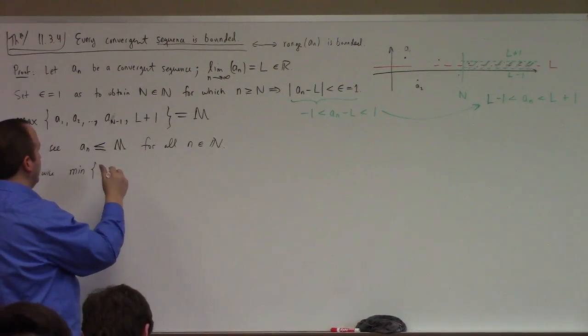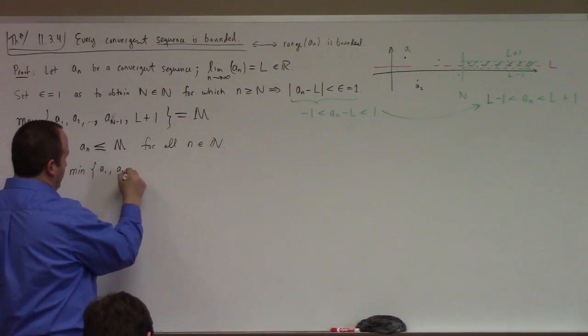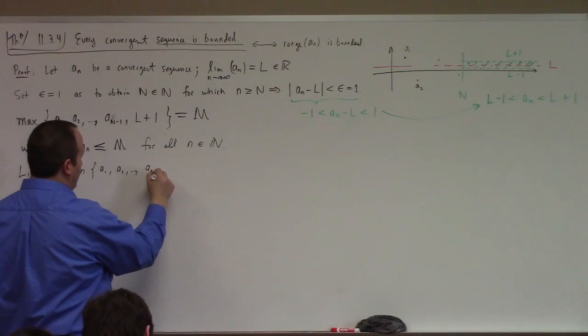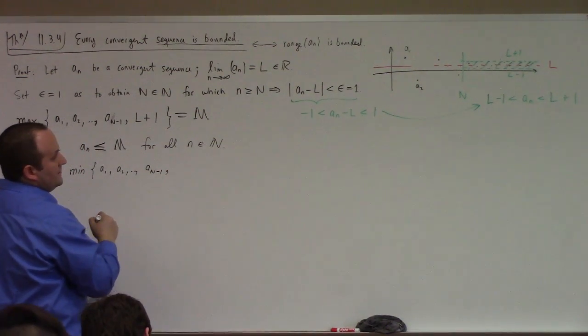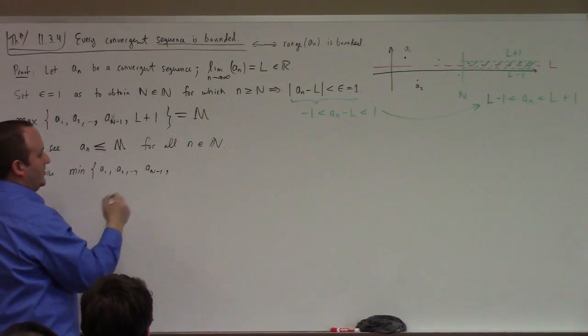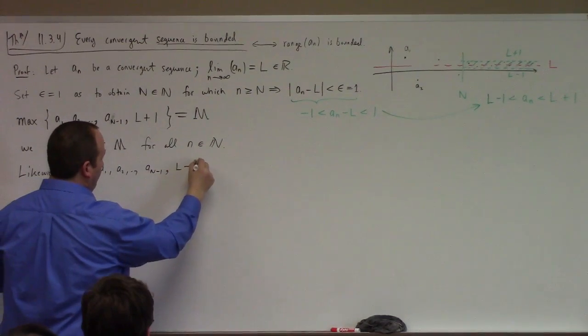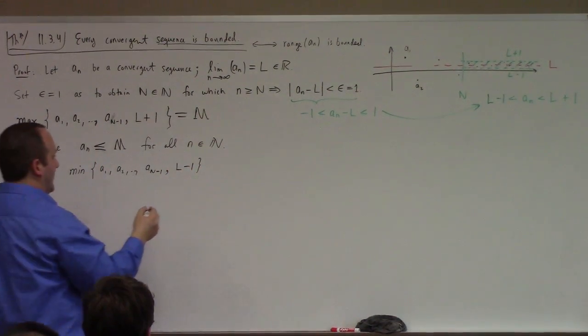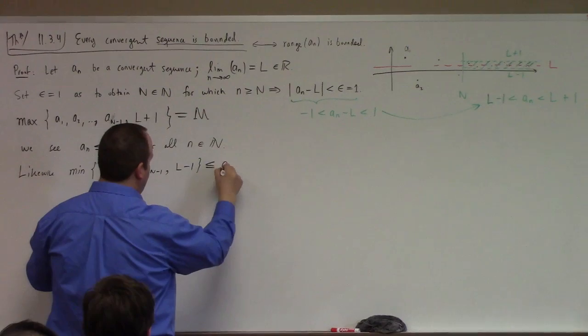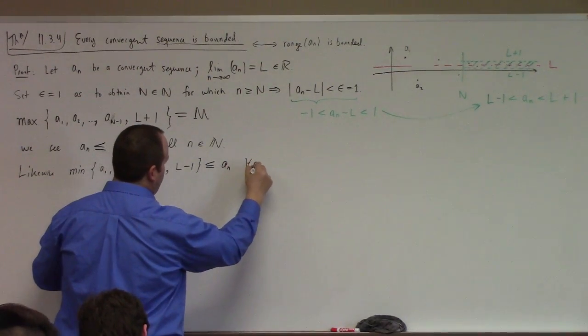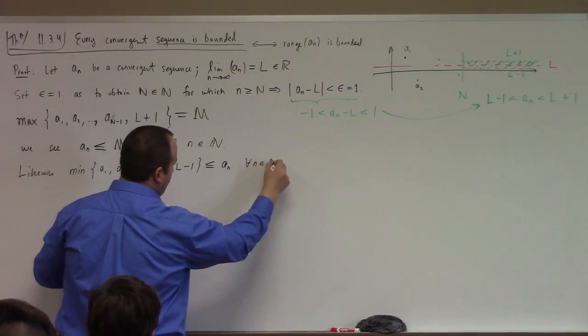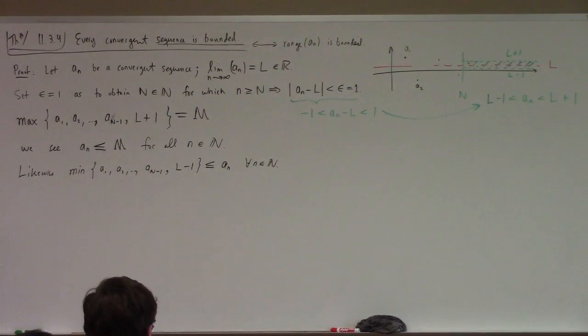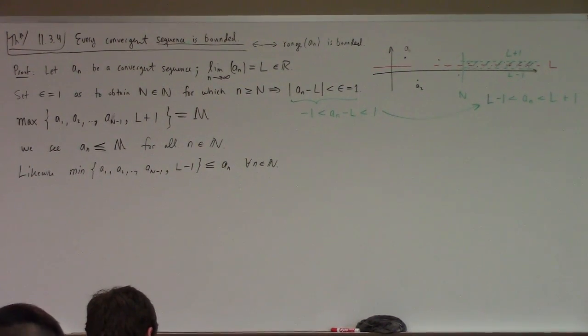Okay, anyway, minimum of what? Of A1, A2, ..., A(N minus 1), and what? L minus 1, yeah. And you can say that that will be less than or equal to a_n for all n. So there you go, that's a lower bound. So in fact, a convergent sequence is bounded above and below.